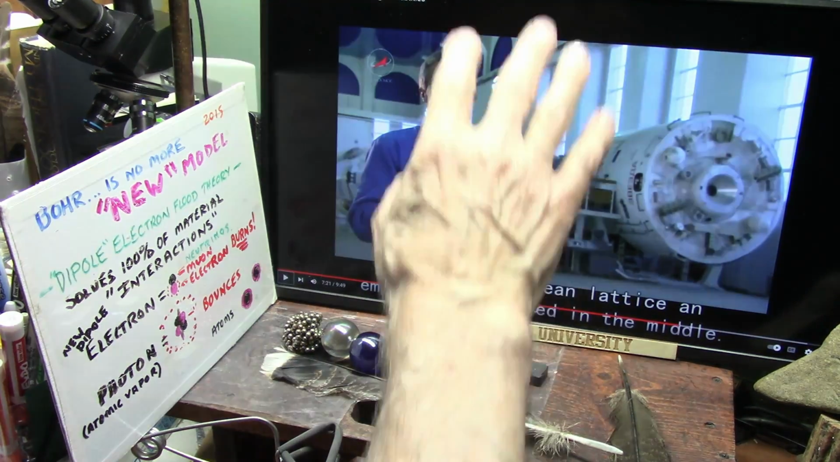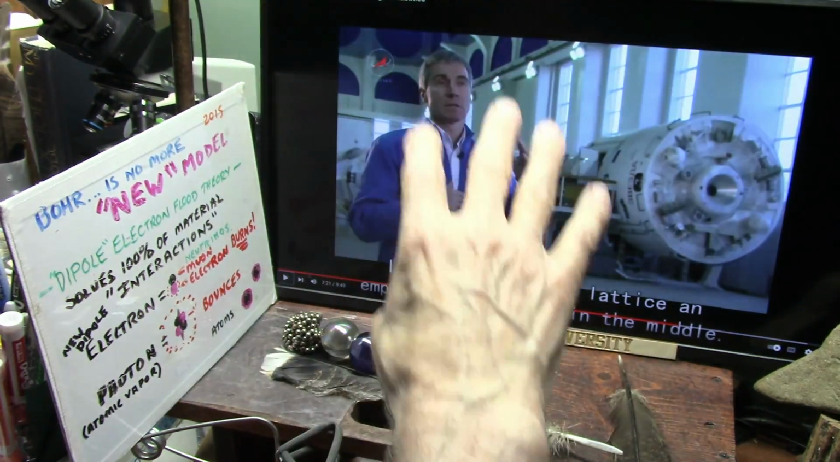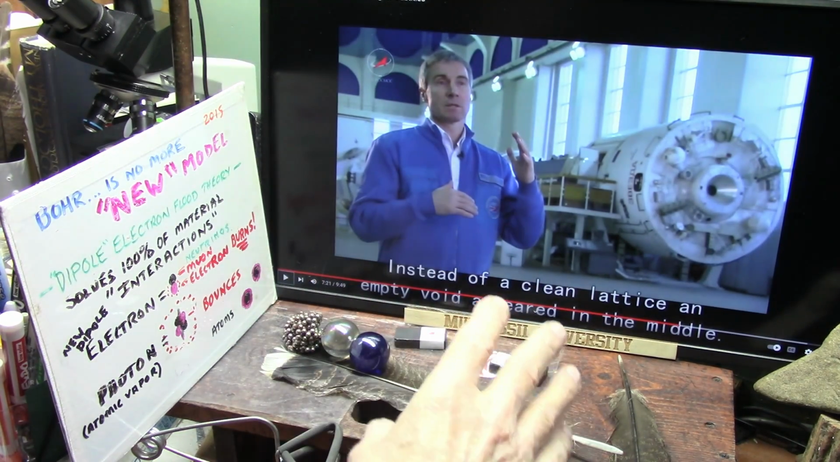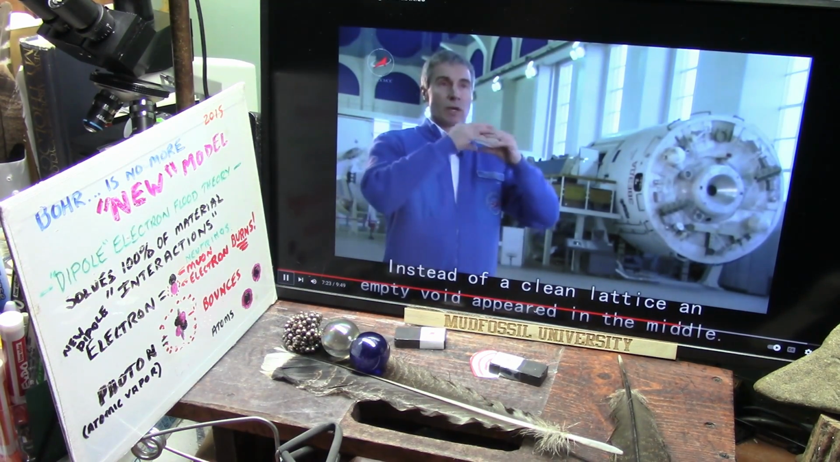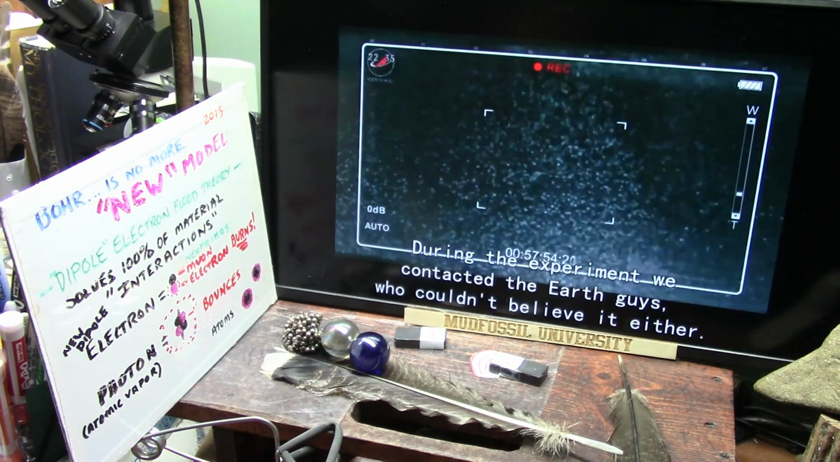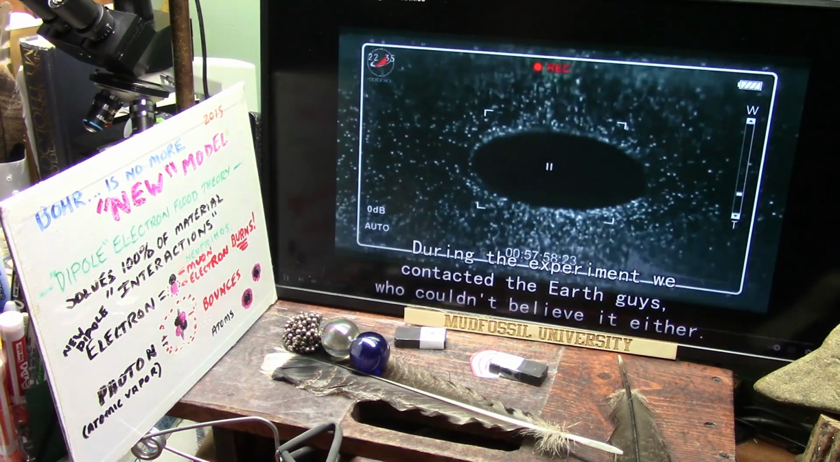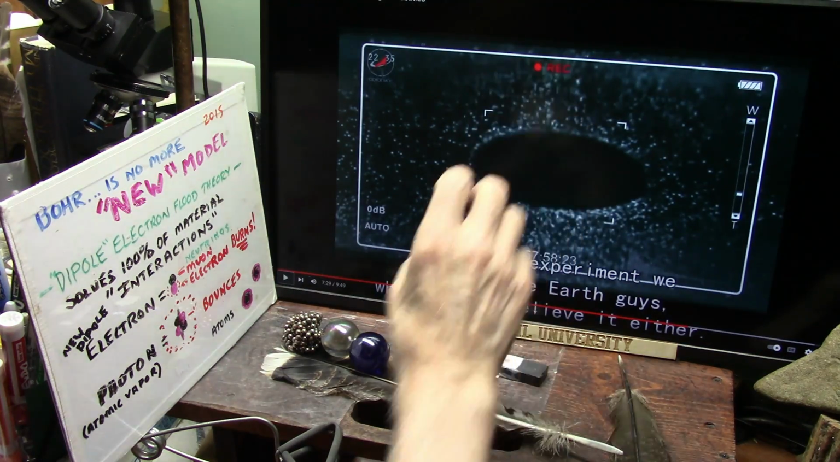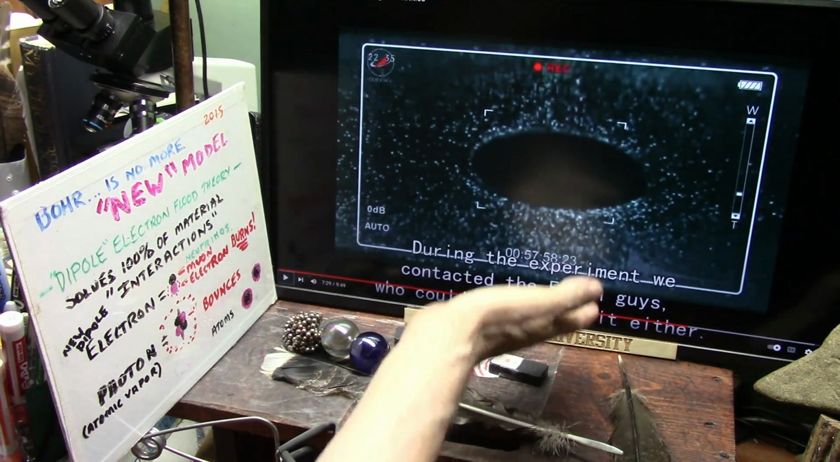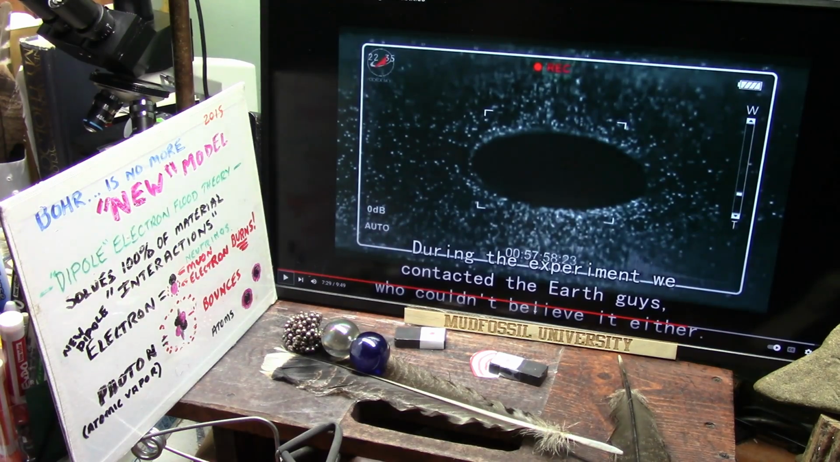Instead of a clean lattice, everybody's pushing each other away. This is what they get. They get a black hole. Watch what happens. See it bounce, bounce, bounce, bounce. You see this going boom, boom, boom, boom, boom. That's everybody pushing each other, but they're pushing all the black stuff to the center. These are extra electrons in there. These are plasma. Plasma is charged particles. Charged particles means they have extra electrons.